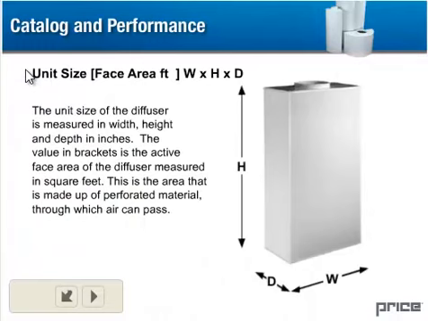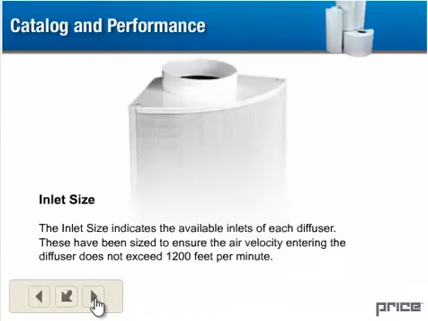The unit size of the diffuser is measured in width, height, and depth in inches. The value in brackets is the active face area of the diffuser measured in square feet. This is the area that is made up of perforated material through which air can pass. The inlet size indicates the available inlets of each diffuser. These have been sized to ensure the air velocity entering the diffuser does not exceed 1,200 feet per minute.